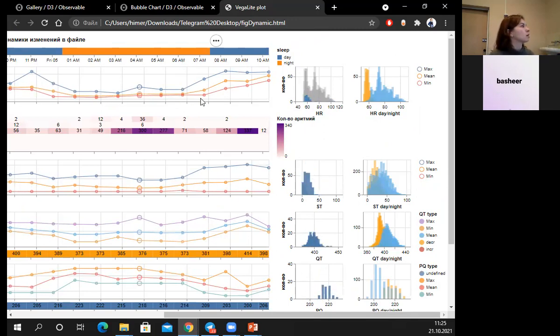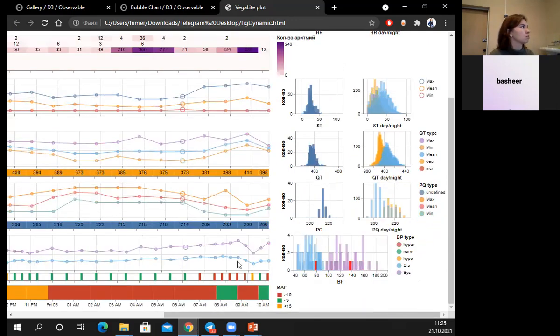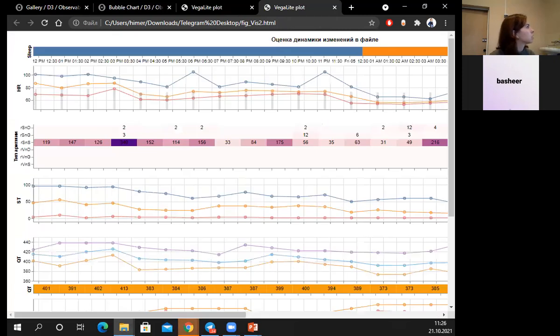You may construct this page. Here we have also blood pressure, systolic and diastolic pressure. You also see how it varies during the day and the current position in your distribution. Let's see.